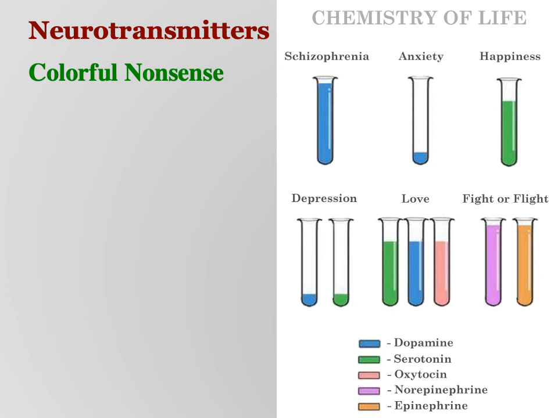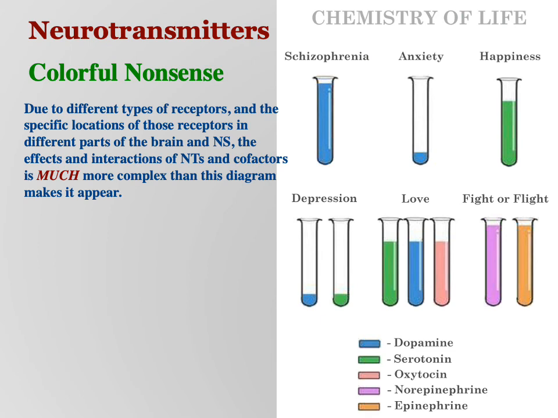This is just garbage. Hopefully you've seen so far that the neurotransmitters are so complex in their behavioral effects. There are so many different kinds of receptor subtypes and so on. You find these neurotransmitters working in so many different parts of the brain, so many different parts of the body, that the idea that any one neurotransmitter can be pinned down to one effect is just silly. It's just nonsense. So due to different types of receptors, specific locations of the receptors, different parts of the brain and nervous system, the effects and interactions, the cofactors and co-transmitters, this diagram is just garbage. It's just ridiculous nonsense, okay?